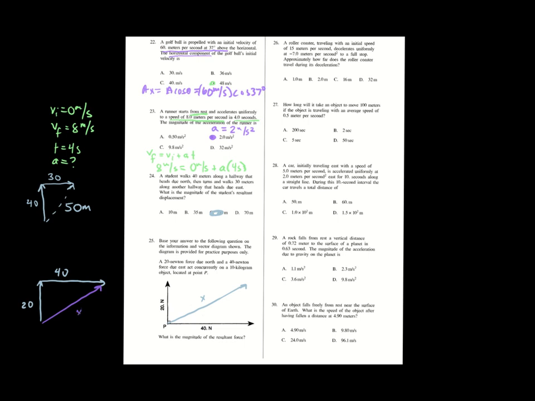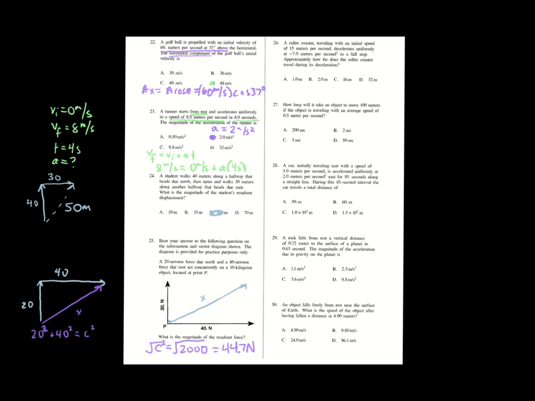So we're using Pythagorean theorem. 20 squared plus 40 squared equals c squared. You'll get that c squared is equal to 2000. Take the square root of that, and you'll get that the resultant vector is equal to 44.7 newtons, because that's the original vector's unit. Okay. Number 26.